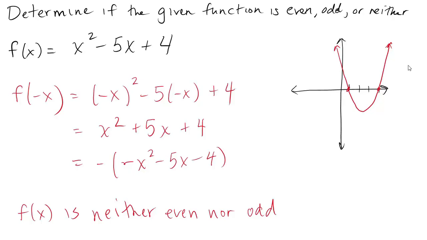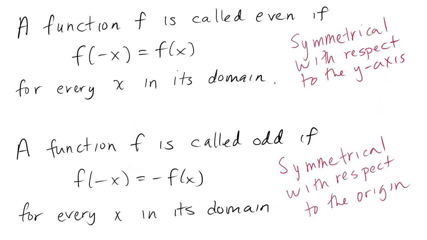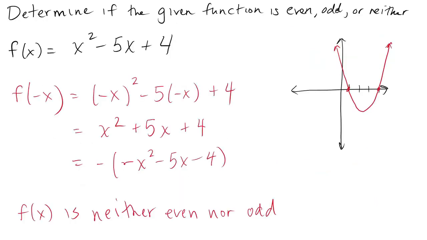This graph definitely has symmetry. It's just not through the y-axis and it's not through the origin. It's through this vertical line right here, which happens to be the line x equals 5 halves. But it's not an even function or an odd function. A function can still be symmetrical even though it's not even or odd. It's just not that special type of symmetry for an even function or an odd function. An even function is specifically symmetrical with respect to the y-axis. An odd function is specifically symmetrical with respect to the origin. This function is just symmetrical through some other vertical line, and so it's not even or odd.